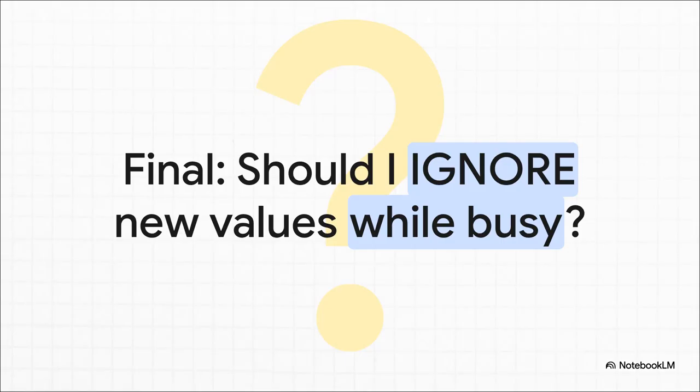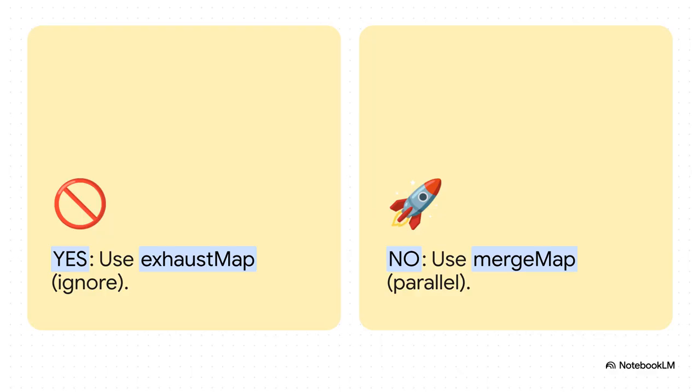All right, we're at the final fork in the road. We know order doesn't matter, and we know we don't want to just cancel old requests. The only thing left to decide is what to do when a new request comes in while you're already working. Should you just ignore it? And this brings it all home. If you want to ignore those new requests, like stopping someone from clicking a submit button 100 times, then you want exhaust map. But if you want to be a hero and take on all the work at once, opening up all lanes on the highway, then merge map is the tool for the job.